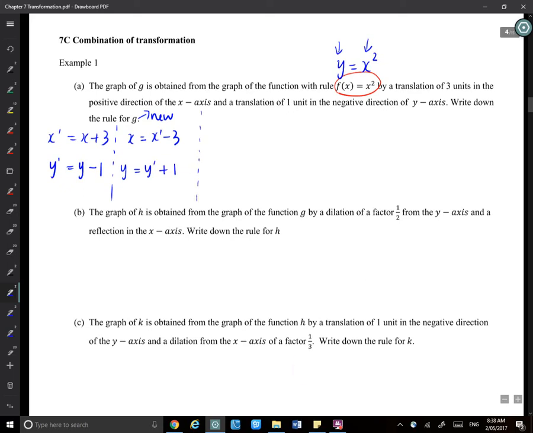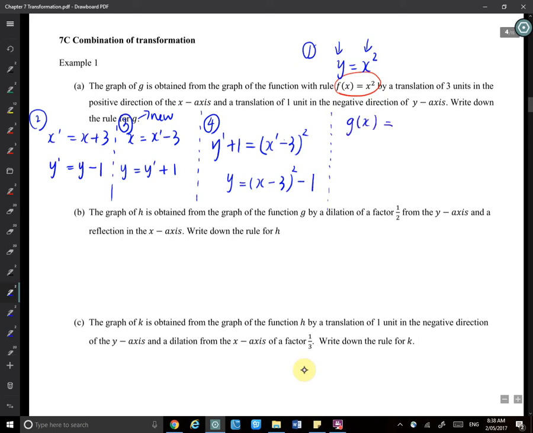And I'll do substitution. That will be step number 1 in terms of x, y. Step number 2, step number 3, step number 4 will be substitute. So substitute that in, that will be y dash plus 1 equals bracket x dash minus 3 to the power of 2. So y equals x minus 3 squared minus 1. Because the question is in terms of g, you will say g(x) equals x minus 3 squared minus 1.